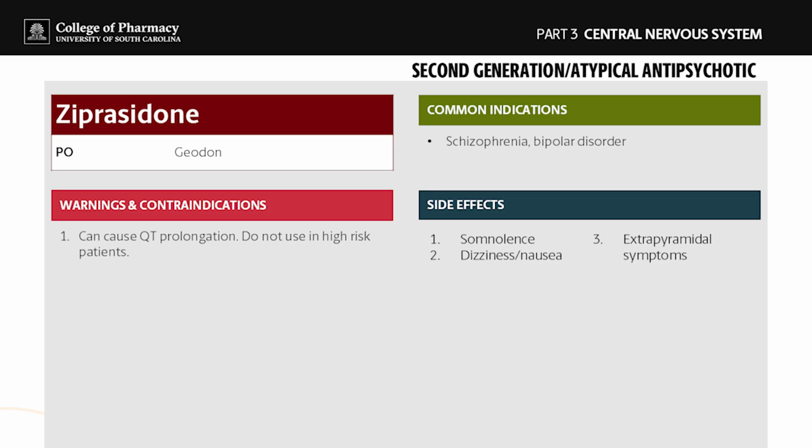Second generation atypical antipsychotic, ziprasidone, and the brand name is Geodon. The common indications would be schizophrenia and bipolar disorder. Some of the side effects would be somnolence, dizziness and nausea, and extrapyramidal side effects or symptoms. This drug can cause prolonged QT intervals, so you don't use it in high-risk patients. That is important. You'll have an interaction that pops up all the time, so be apprised of that.